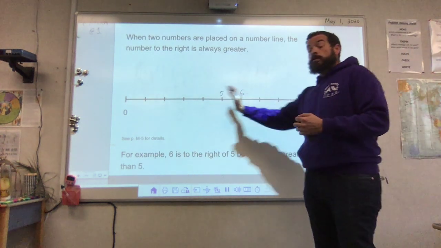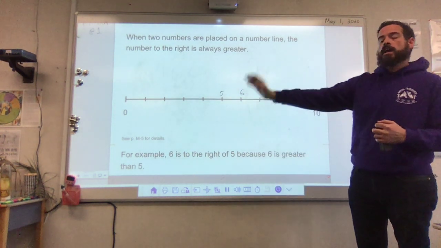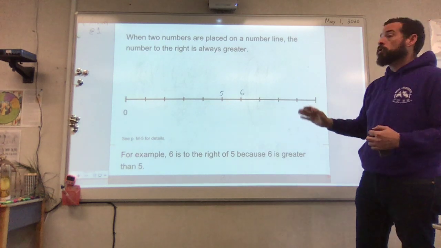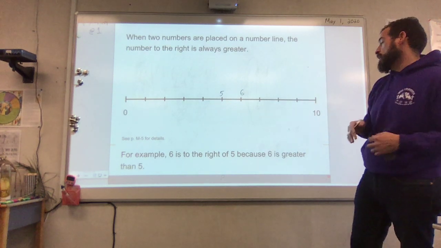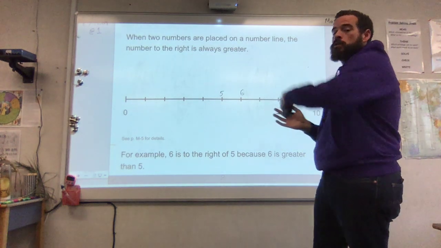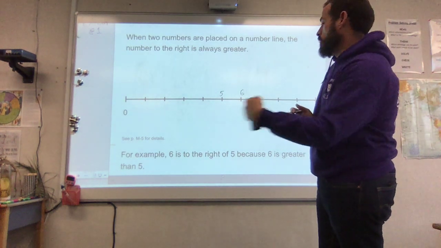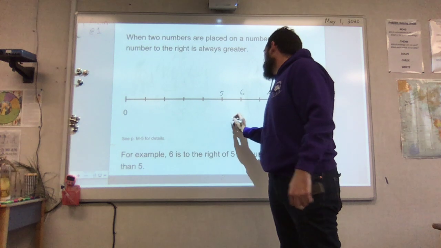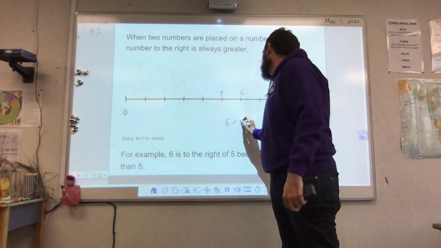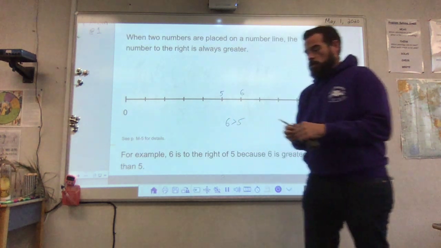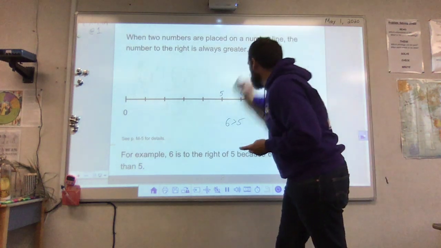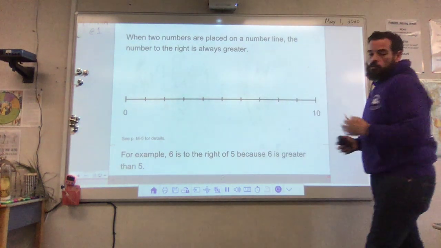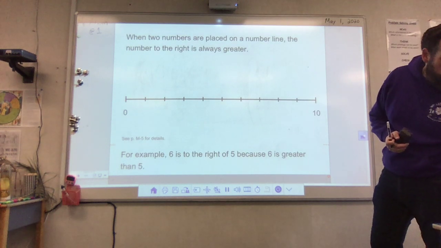So any number, whether it's a regular number line or a fraction number line that's only going to 1, any number that's further to the right is going to be greater than the number that's to its left. So we could write that as 6 is greater than 5. And it works the same way with whole numbers or with decimals. The further you are to the right, the bigger the number is.